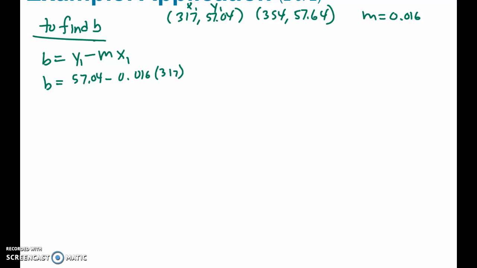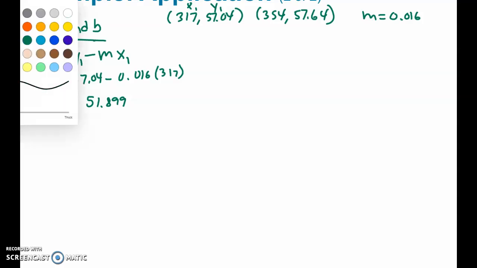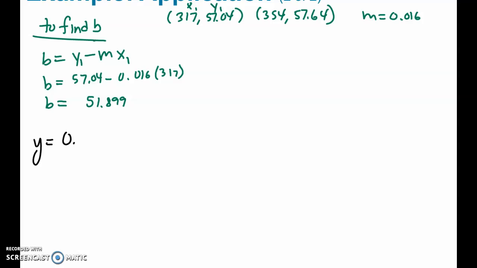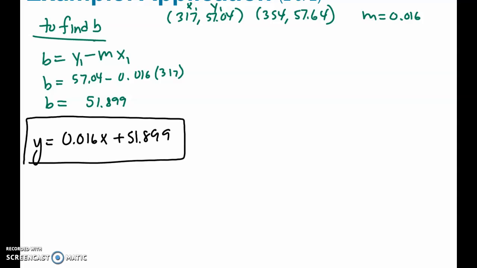Now, if you use 0.016, you're going to see that the number that you get is slightly different, and that's only because of rounding. So I get 51.89945946, but rounding to 3 decimal places, it would look like this. So this is my B. And so now I'm going to take my equation, and in place of the slope, I'm going to put in 0.016, and then I'll say x plus 51.899. This is my answer.